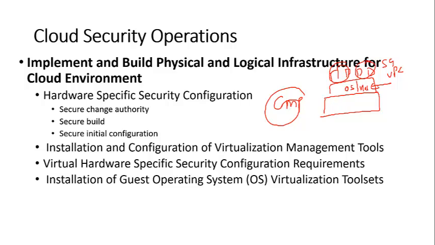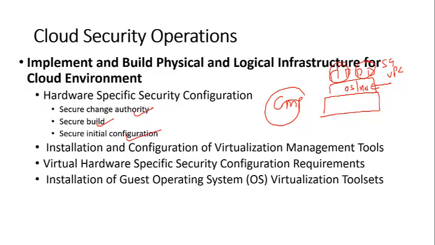When you're configuring the host, we need to have a proper secure change authority. Any kind of changes you're introducing at the OS host level, make sure we have a secure build with the TPM protections and all that, and make sure the secure initial configuration is protected by the TPM and HSM. Whatever firmware we have requires the appropriate security. So these are the important things we have in the first module of domain 5.